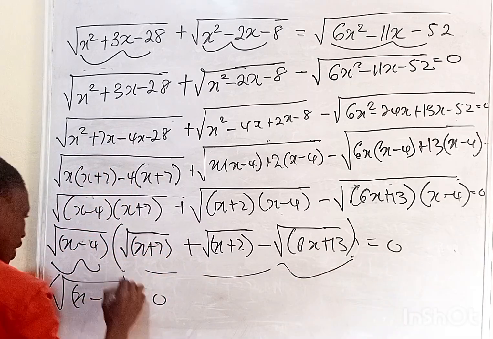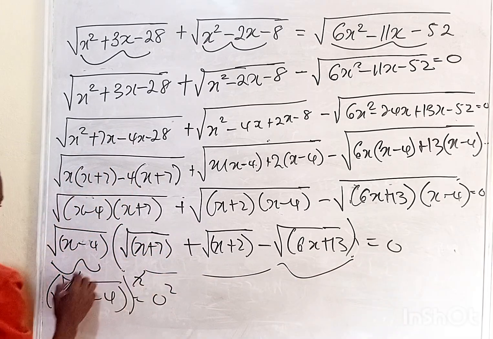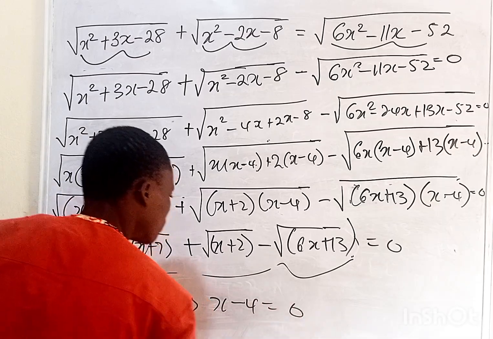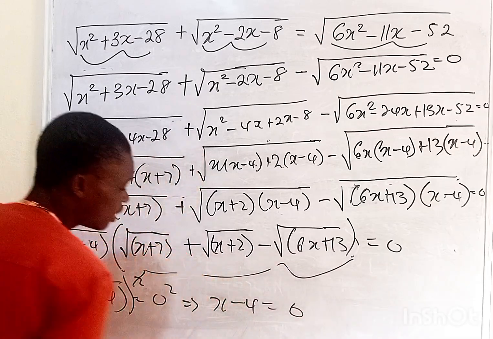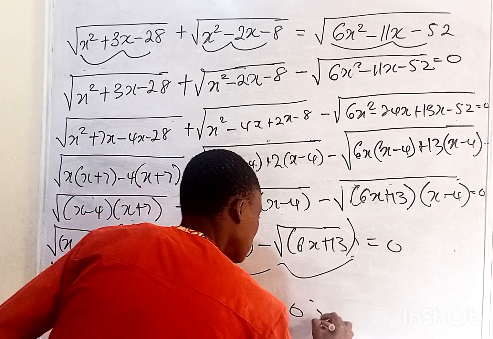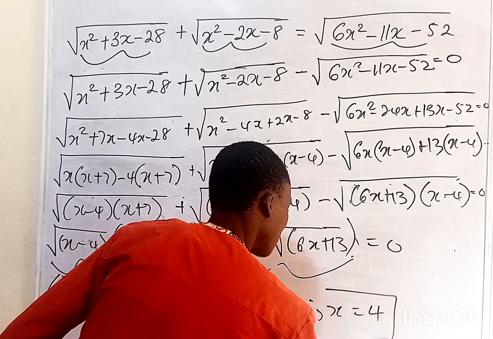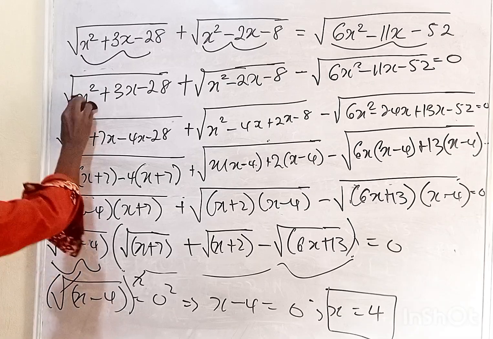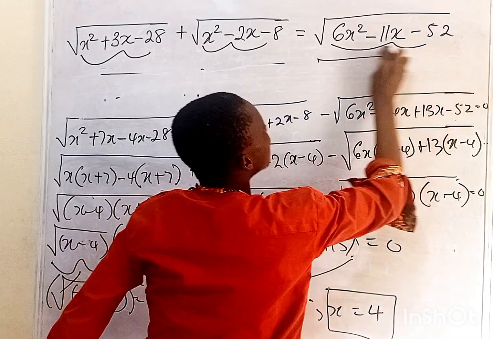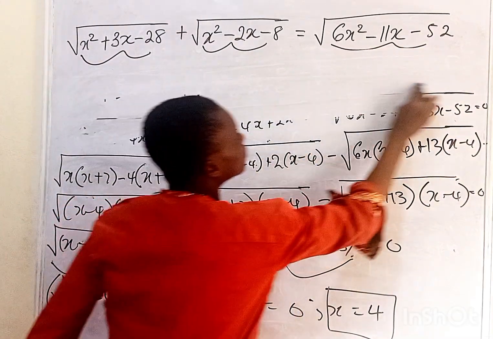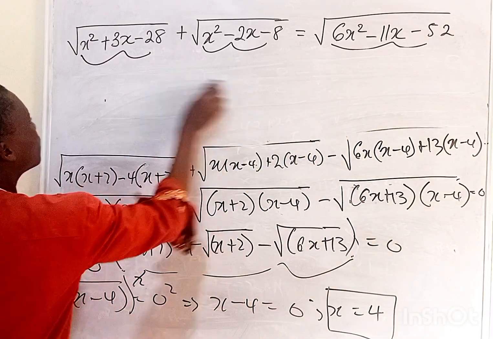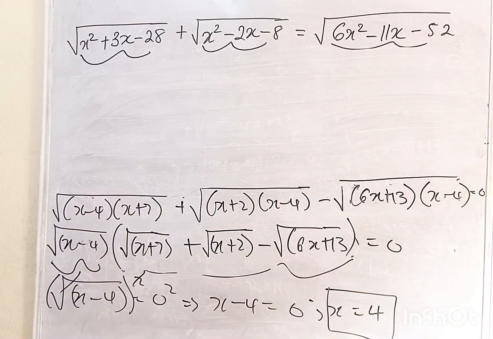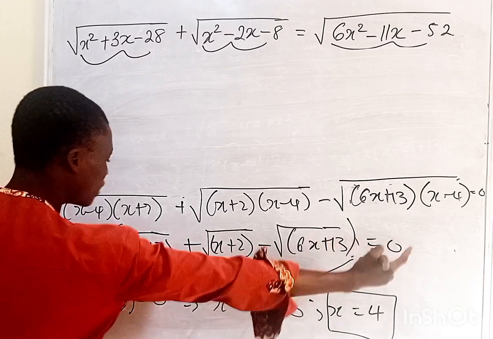If we square both sides here, the square cancels out the square root. So this implies that x − 4 equals 0. If we take the negative 4 across to the other side, we have that x equals 4. All right, so this is our first solution: x equals 4. So from here, let's proceed.